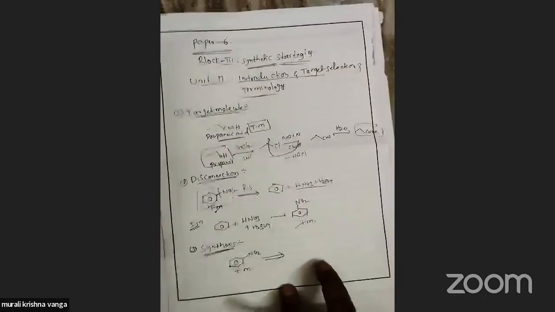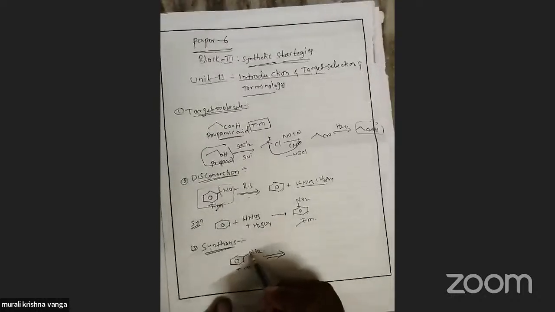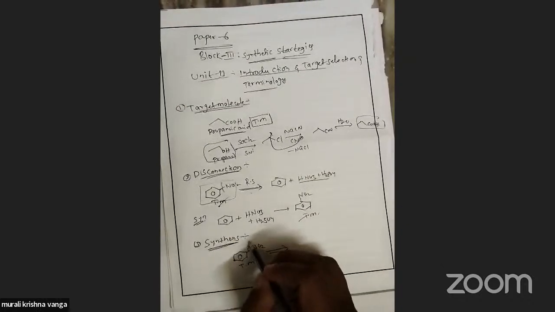The best example is nitrobenzene. Nitrobenzene is taken as the target molecule in the retrosynthetic analysis. In this analysis, bond breakage takes place. Here I disconnect the bond between carbon and nitrogen. Carbon is more electronegative, therefore the bond breaks.